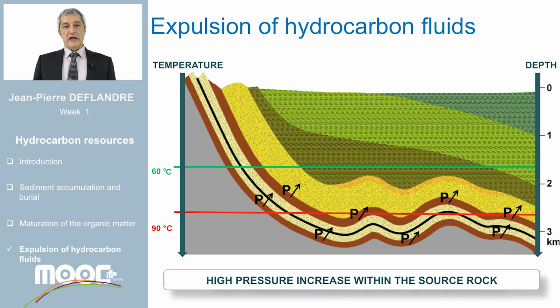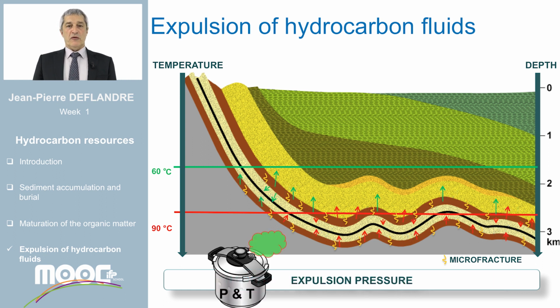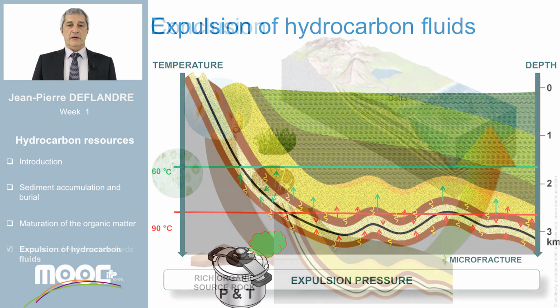The transformation of organic matter into hydrocarbons, remember these are molecules made of only hydrogen and carbon atoms, induces a high pressure increase within the pore space of the source rock. This pressure increase leads to microfracturing of the impermeable matrix, allowing fluids to be expelled into adjacent layers. It is a sort of self-hydraulic fracturing phenomenon. You can also think of it as a pressure cooker equipped with a valve.